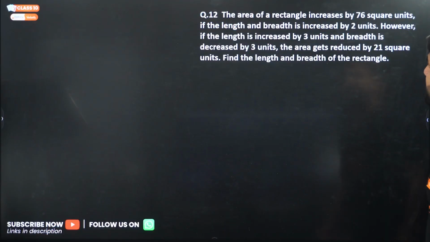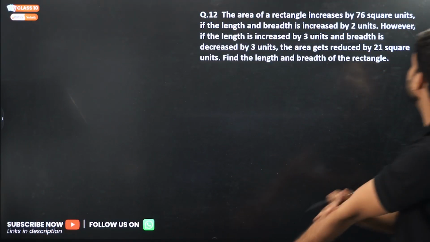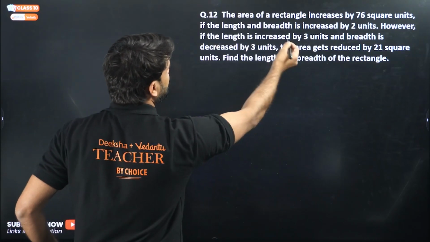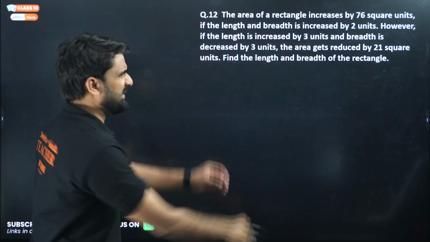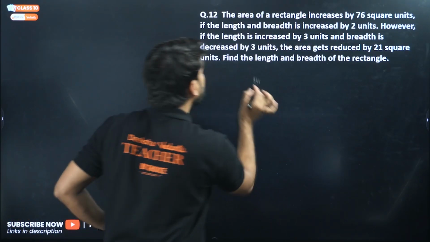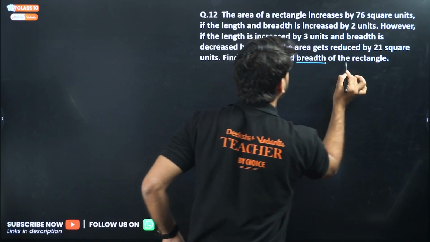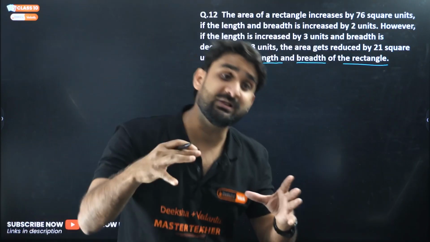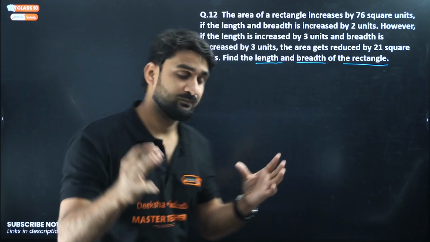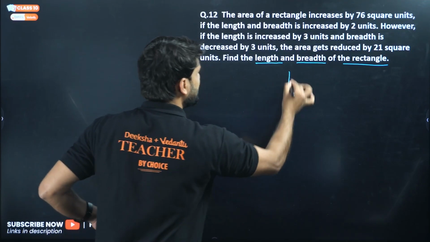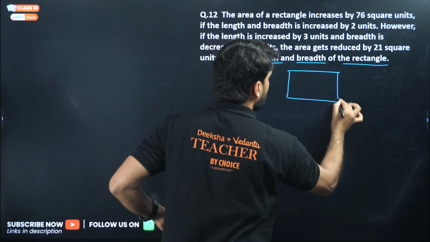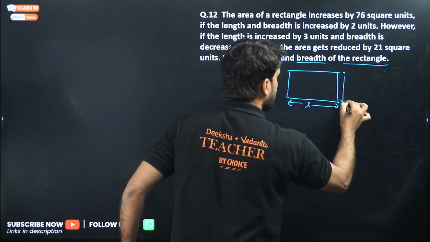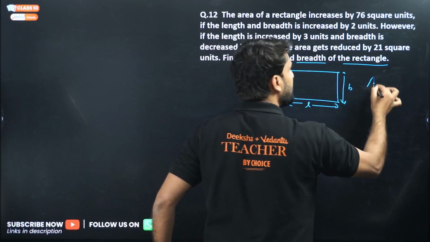Now question number 12. The area of a rectangle increases by 76 square. So if the length and width, very easy question. Please read the question first. What is the question asking? Length and breadth of the rectangle. Whatever the question is asking, please assume that. So let's say there is a rectangle and the length of the rectangle is L and the breadth is B.